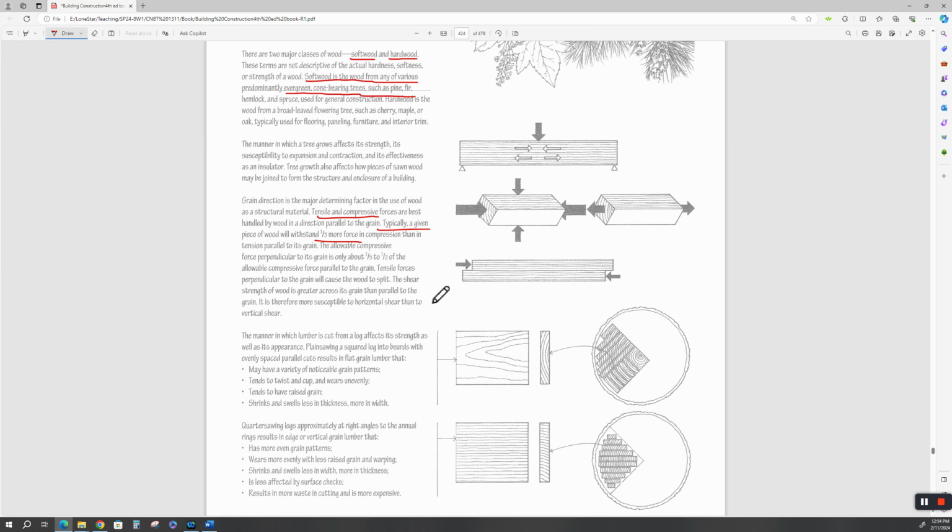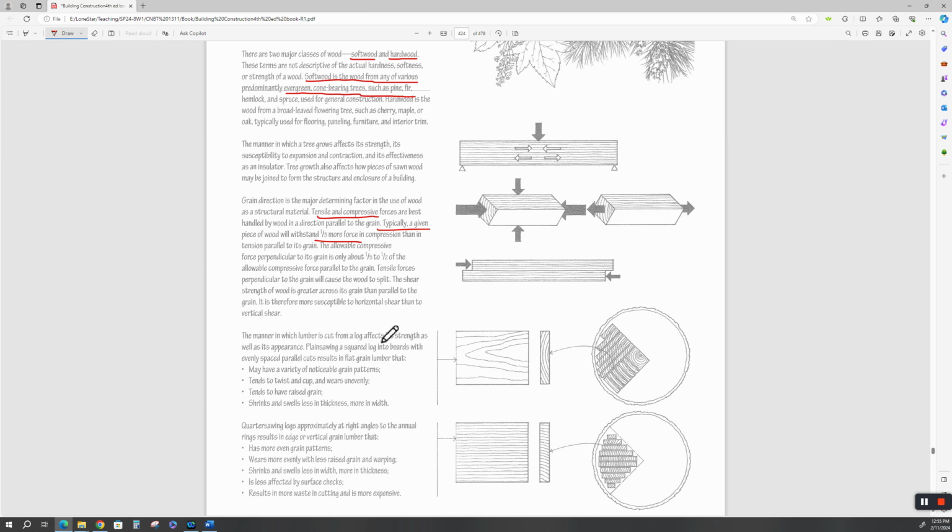All right. Shear strength of wood is greater across its grain than parallel to the grain, so it is more susceptible to horizontal shear than to vertical shear. That's a true statement. So if this is the grain of wood, the shear force is greater this way than in this way. If you're cutting parallel to the grain, we call that ripping on a table saw. If you're cutting across the grain, it's a cross cut. If you've ever done any carpentry work and you're ripping lumber, you'll know that this is a harder cut than a cross cut.